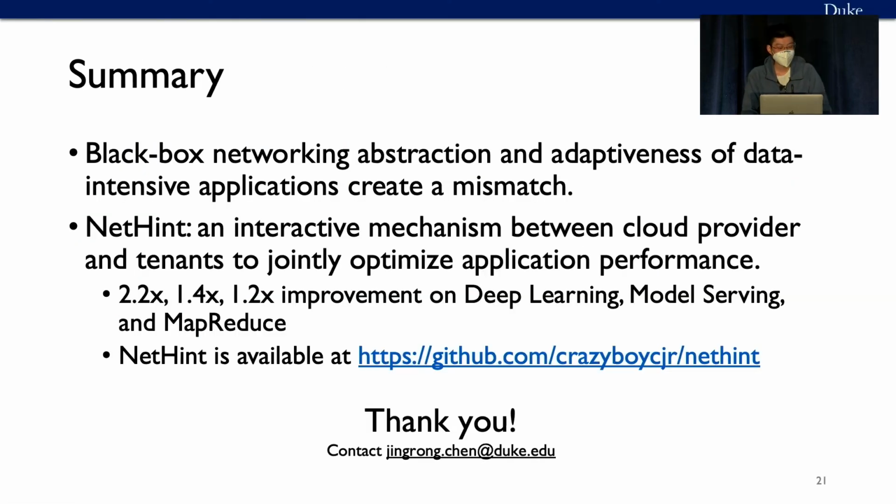To summarize, we identified that the black box networking abstraction and the adaptiveness of data-intensive applications together create a mismatch. And we found that just a little hint from the provider and some simple scheduling heuristics can be useful for improving application performance. We present NetHint and show improvements on various workloads. NetHint is also open source.